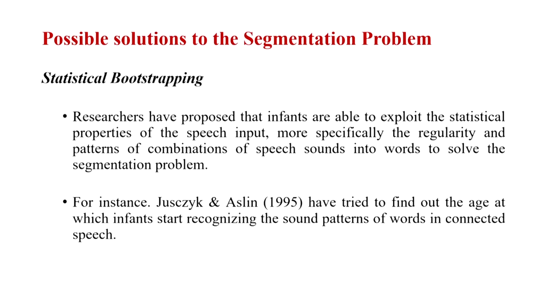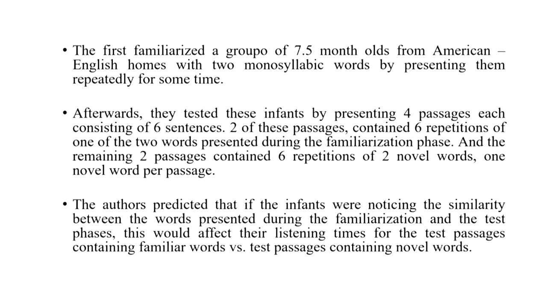Jusczyk and Aslin in 1995 tried to find out the age at which infants start recognizing the sound patterns of words in connected speech. What did they do? They familiarized a group of 7.5 month old infants from American English homes with two monosyllabic words by presenting them repeatedly for some time. It could be any monosyllabic word, pat, bat, mat, hat, anything, and they repeated these words for a given span of time until the infants were familiarized.